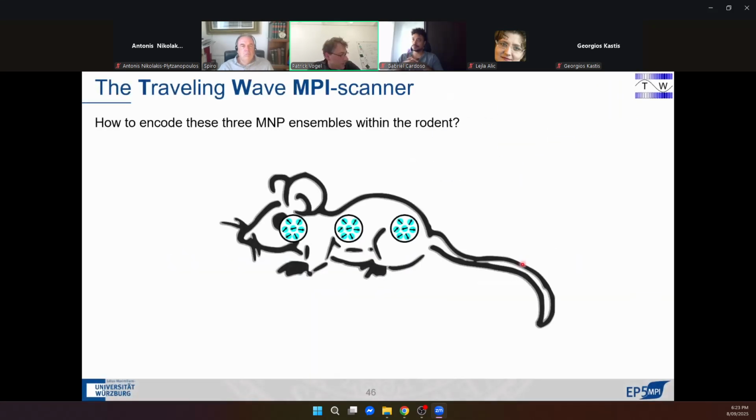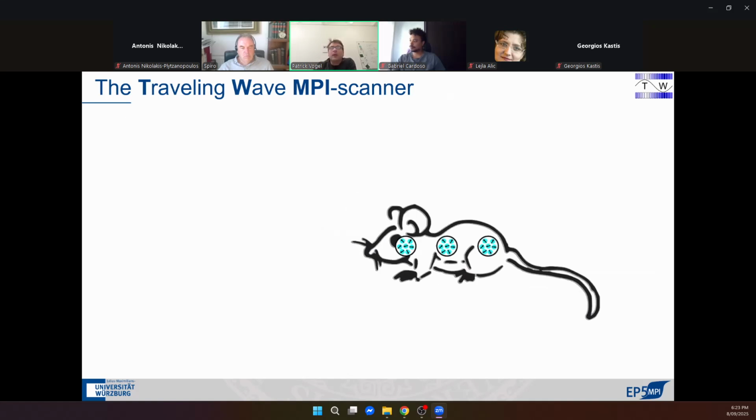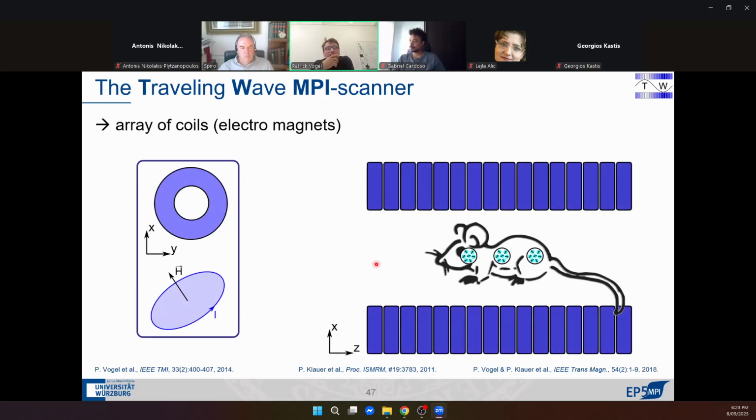So that brings me from the spectroscopic part to the scanner part. So how can we use this for imaging? For example, we have here a small rodent, and we have 3 different areas with a point-like sample of a particle system. And now the question is how can we encode these 3 areas within the mouse? And in Würzburg, we started in 2010 by building the first MPI scanner, and we called our scanner type the traveling wave MPI scanner. And in a few slides, you will know why.